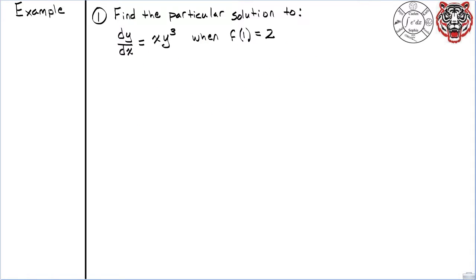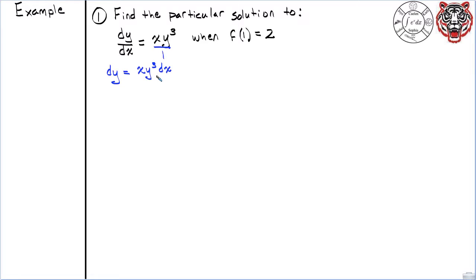All right, so let's move on to the first of the 2 examples. So find the particular solution to this thing. So I'm going to go through steps 1 through 4. You already know how to do steps 1 through 3, so I'm going to go through that pretty fast. So this needs to be a fraction equal to a fraction. I'm going to cross multiply, and I'm going to get dy is equal to x y cubed dx.